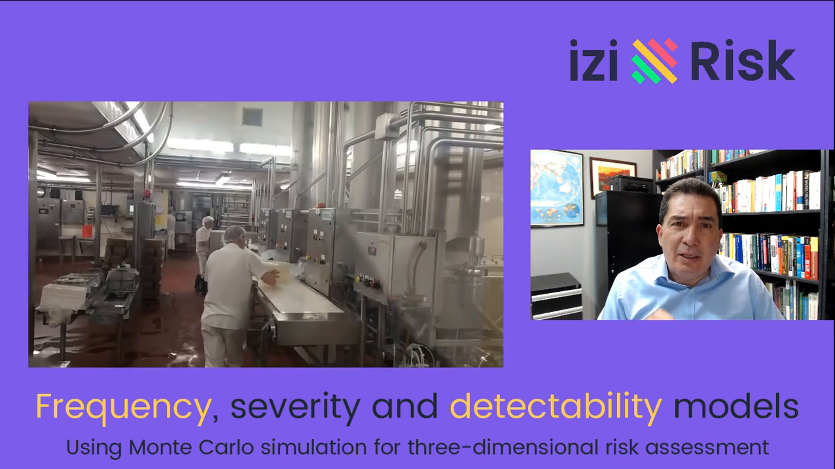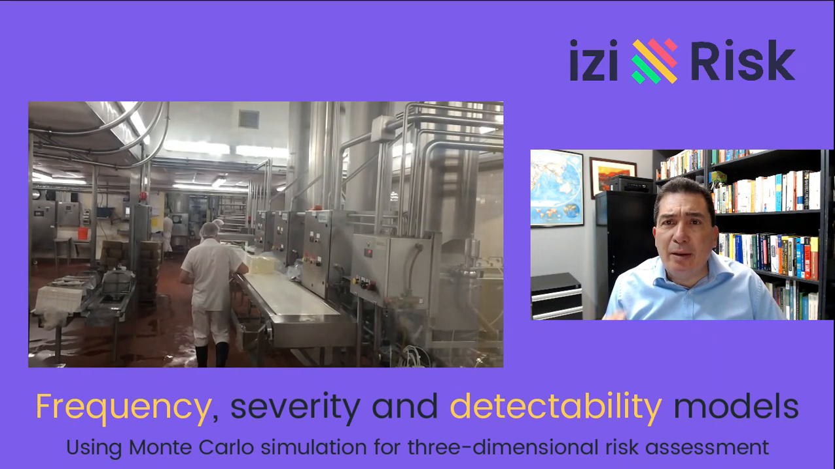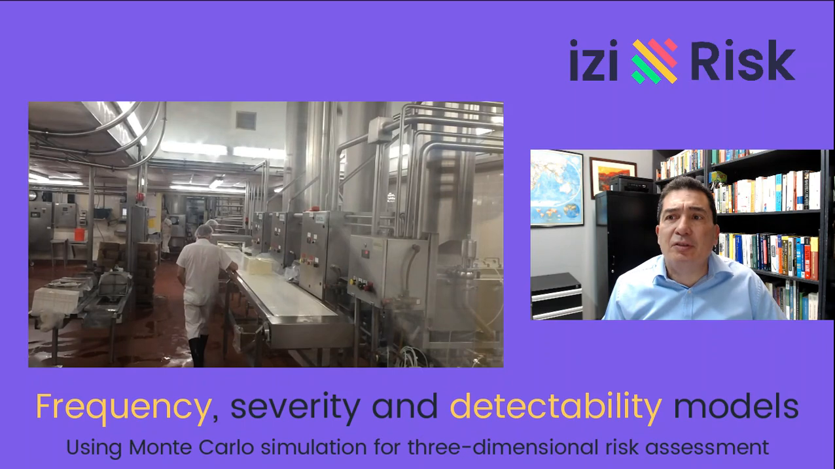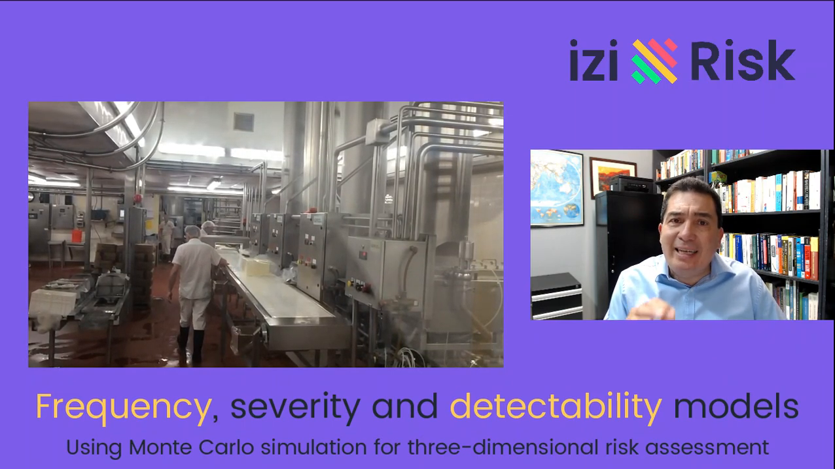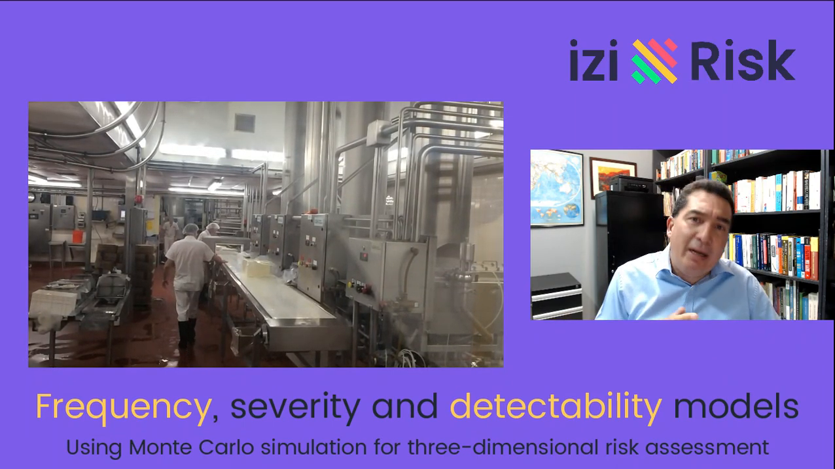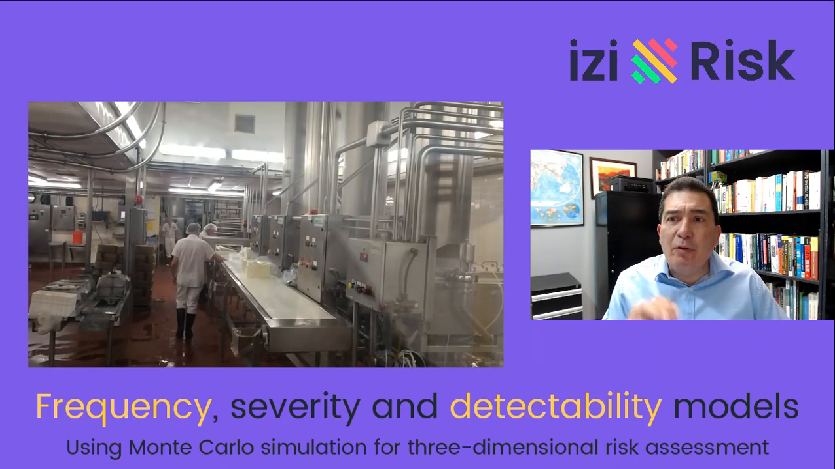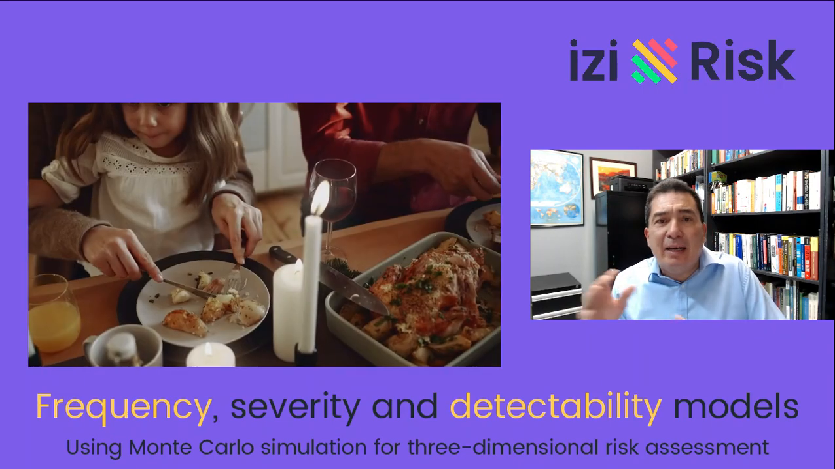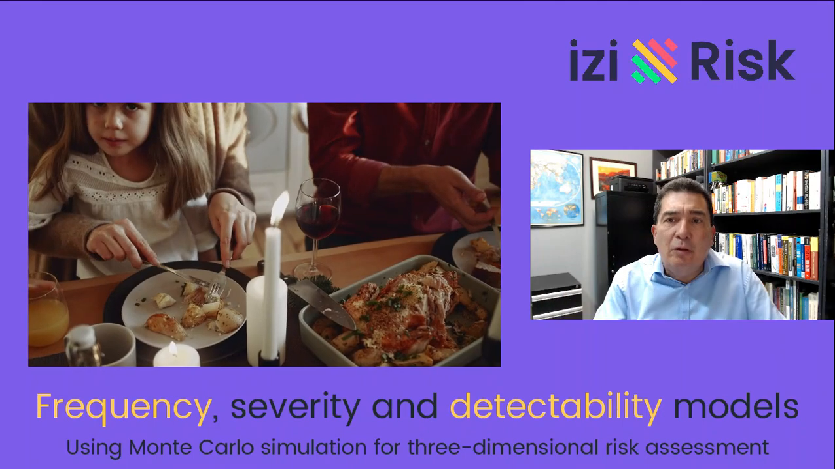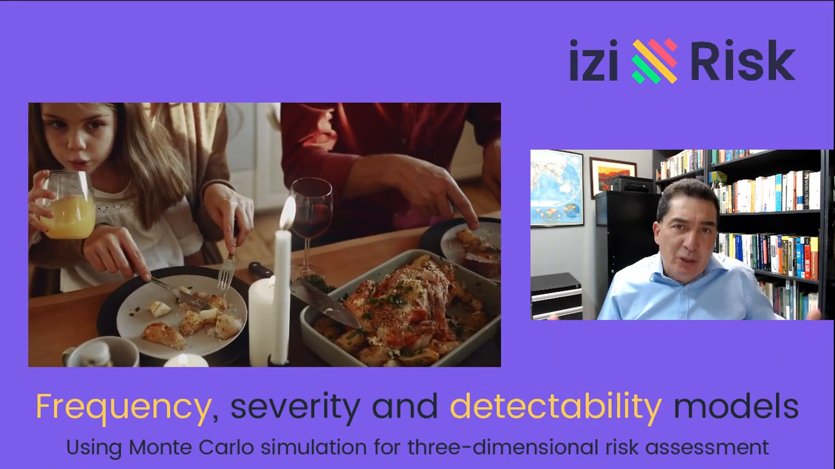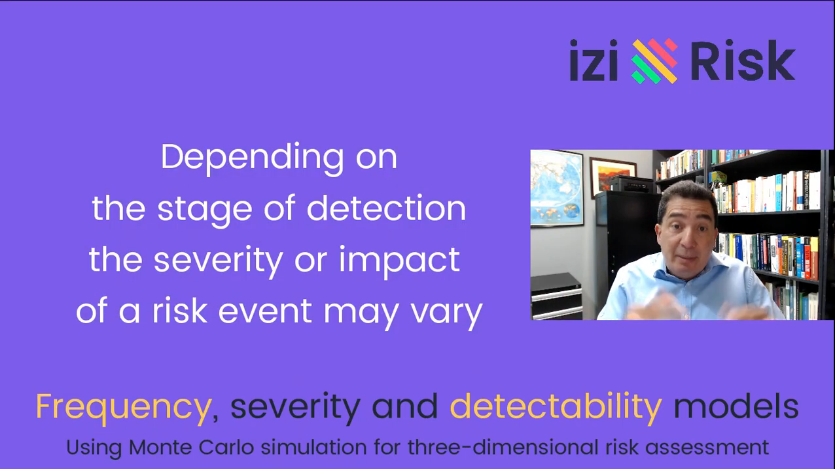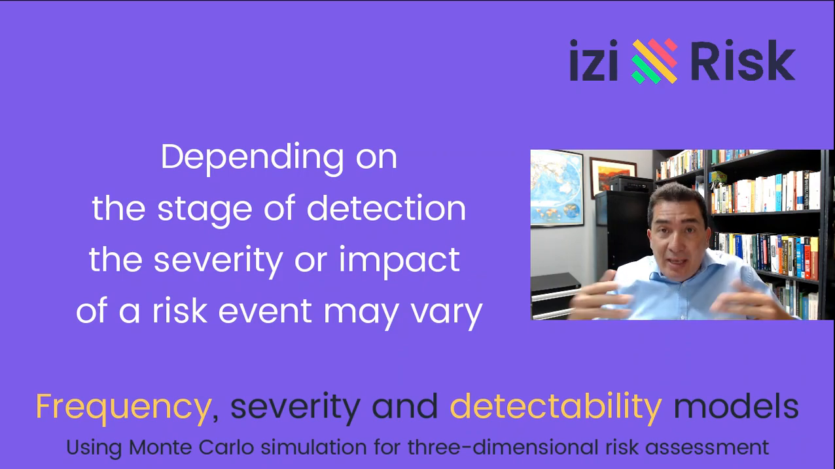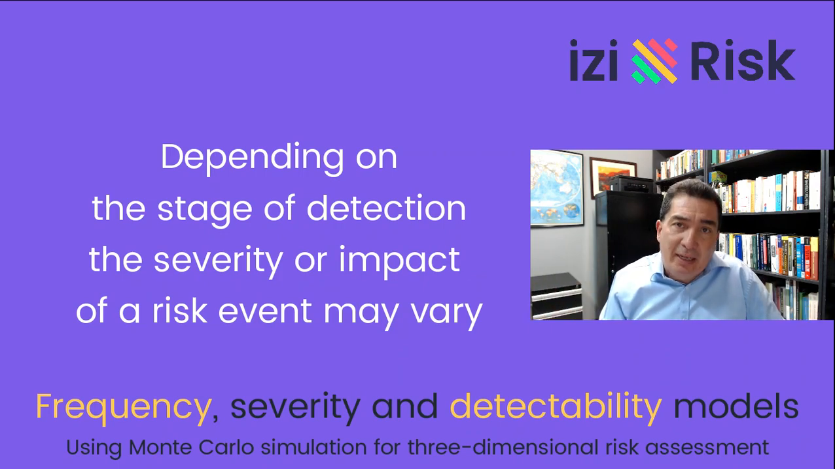For example, consider a food product which may be contaminated during its manufacturing process. If the contamination can be detected early within the manufacturing process, then the risk will be substantially less than if that contamination were only detectable when it would eventually be consumed by human beings. Thus, depending on the stage of detection, the severity or impact of a risk event may vary.